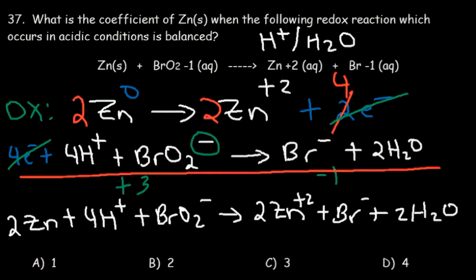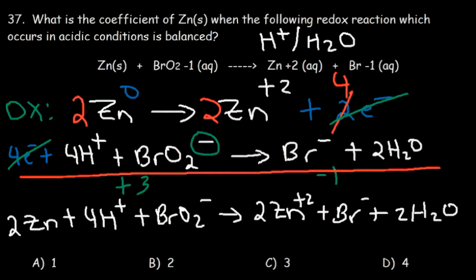So as you can see, this reaction is balanced. We have 4 hydrogen atoms on both sides, 1 bromine atom, 2 oxygen atoms, and 2 zinc atoms on both sides. And if we look at the charges, we have plus 4, minus 1, plus 4, minus 1. So the charges are the same, so the net reaction is balanced.